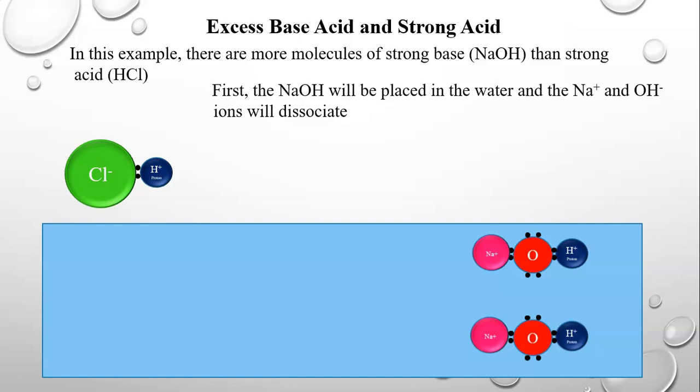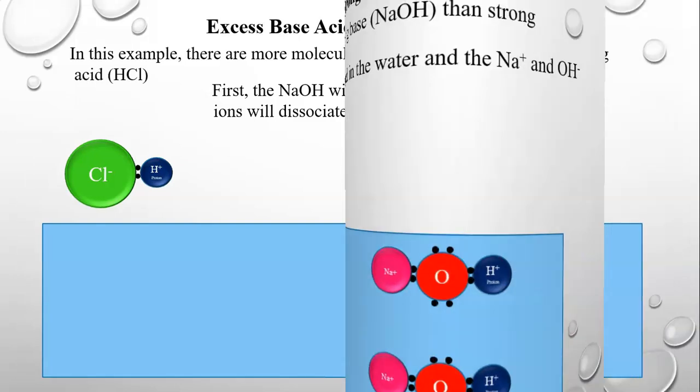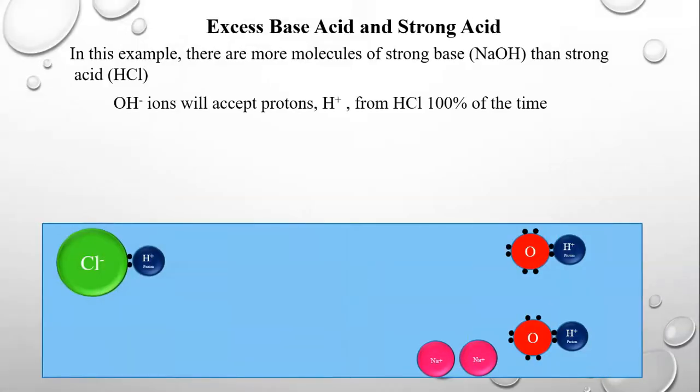So first, the NaOH will be placed in the water, and the Na plus and the OH minus will dissociate. So go to your solubility rules. Sodium, Na, dissociates. It breaks apart from anything that it's with, including hydroxide ions. So the OH minus ions will accept protons, H plus, from the HCl 100% of the time.